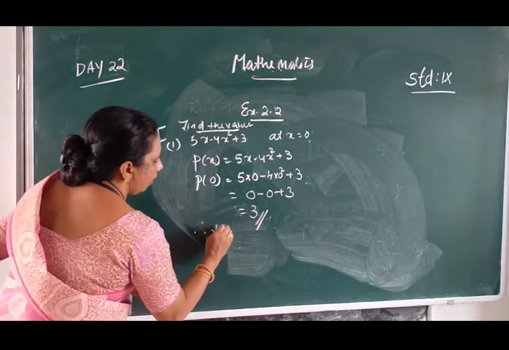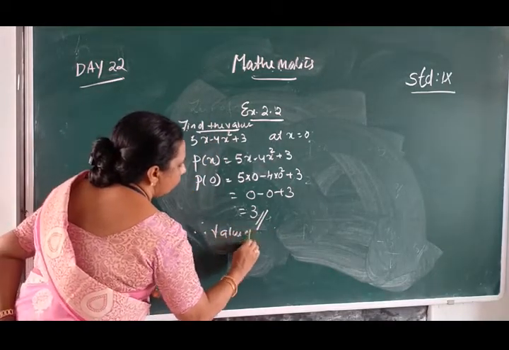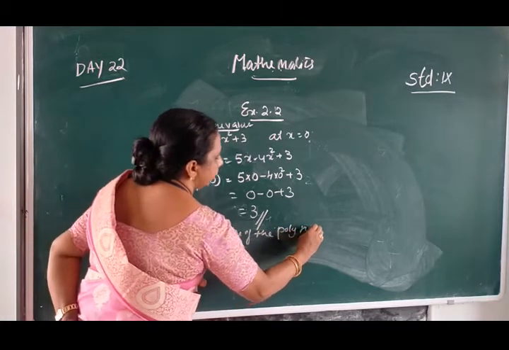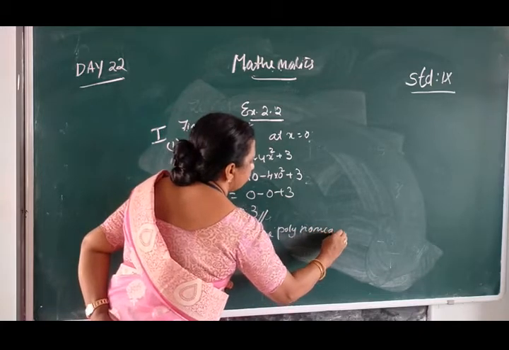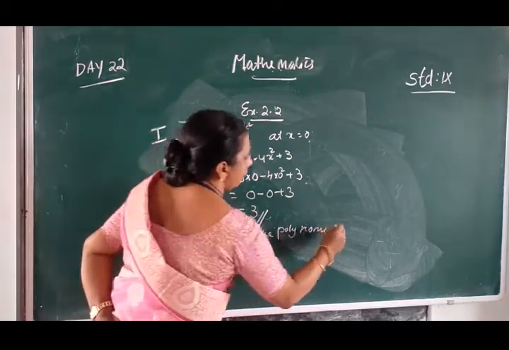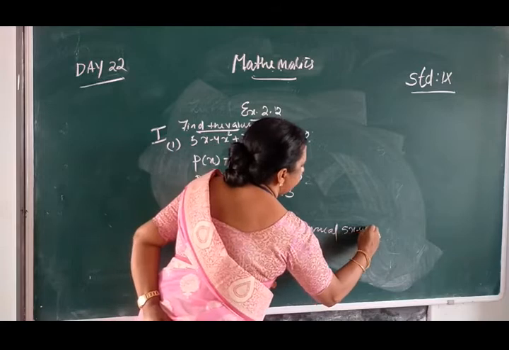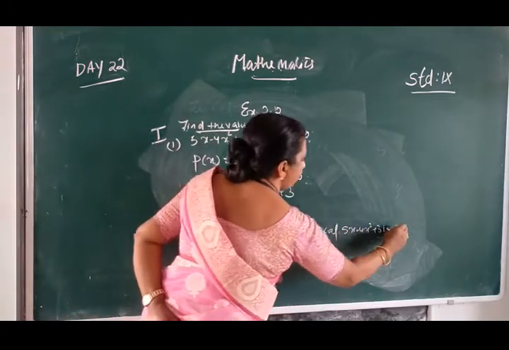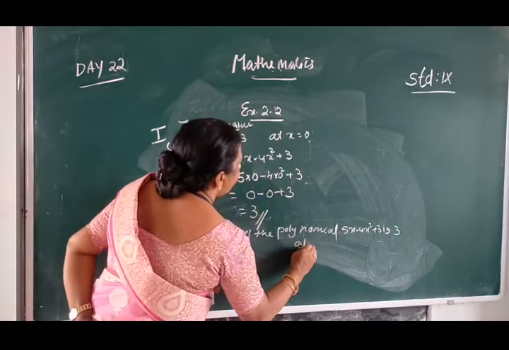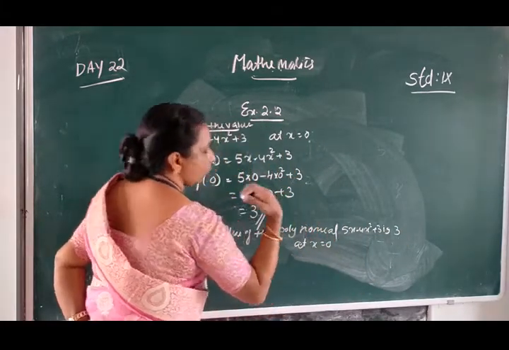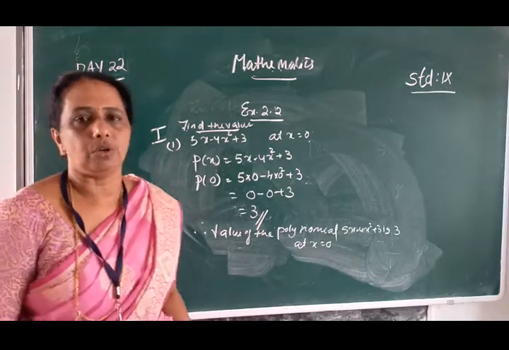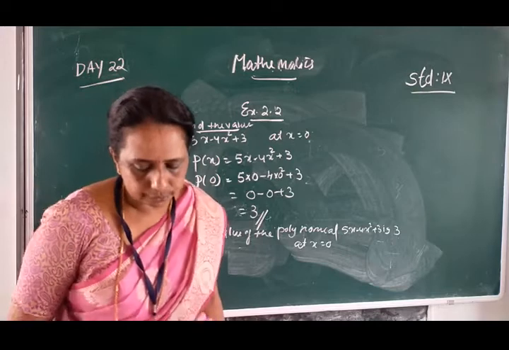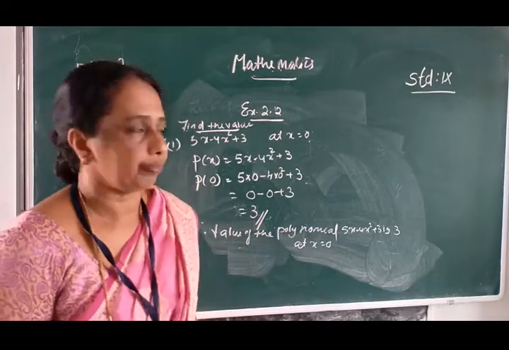Therefore, the value of the polynomial 5x minus 4x square plus 3 is 3 at x is equal to 0. This way we can find out the value of the given polynomial. That is very, very easy. Two more questions are there that you will do as homework.